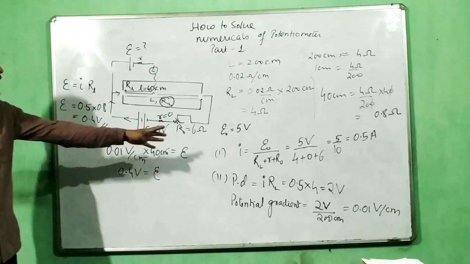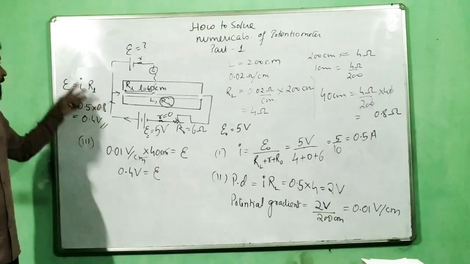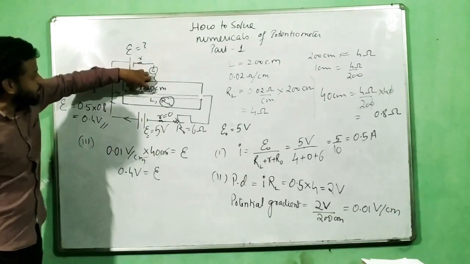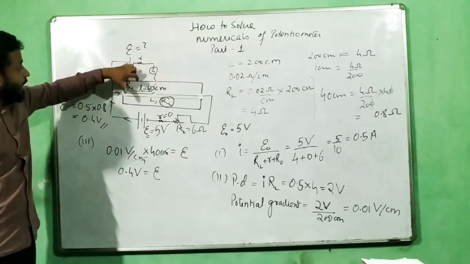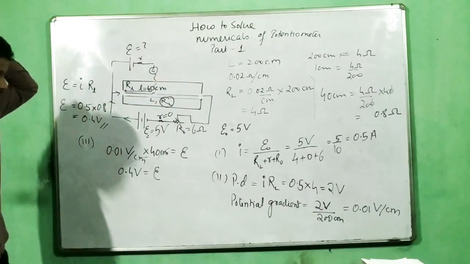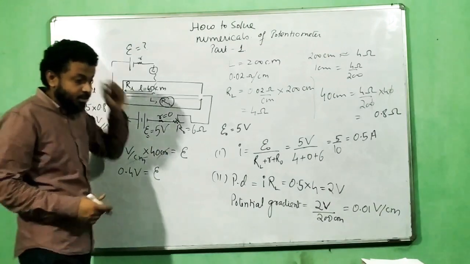So here I found the potential gradient and continued with that, and here I found the resistance of that much part of the wire only. Since I found the resistance of that part, I multiplied by the current, and that is another way of finding the answer. All these things are there in the notes.